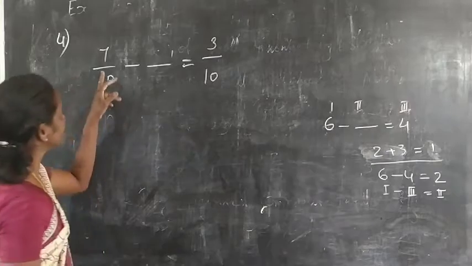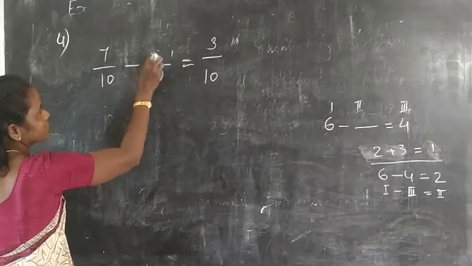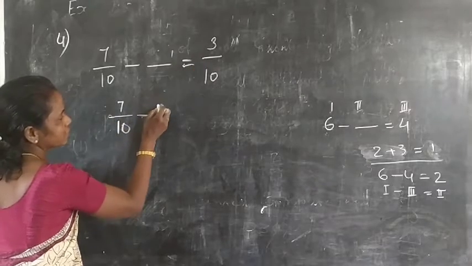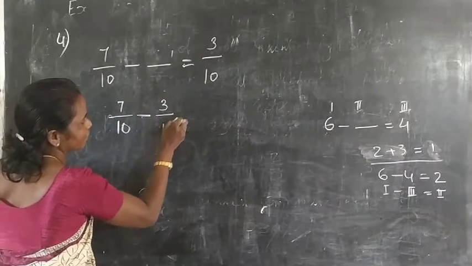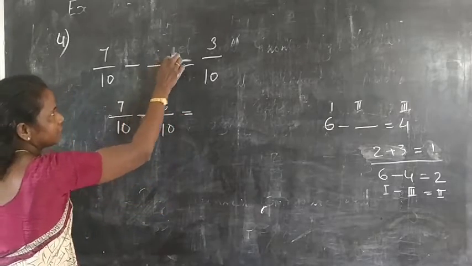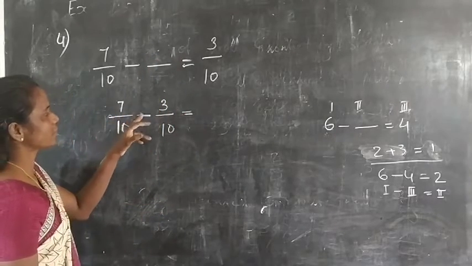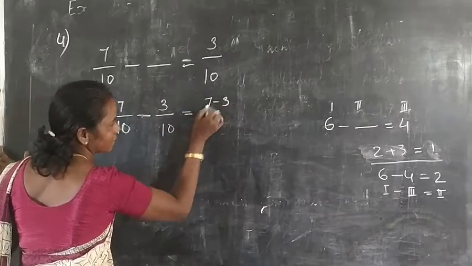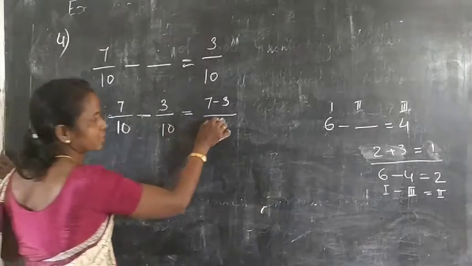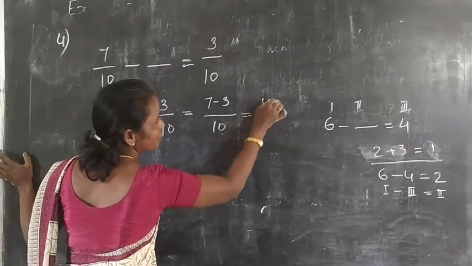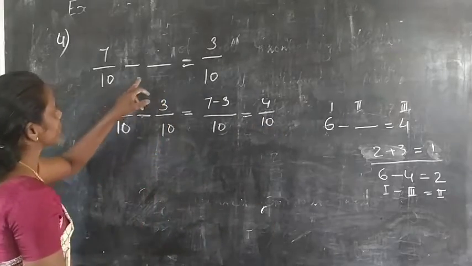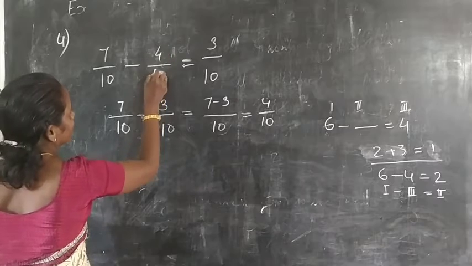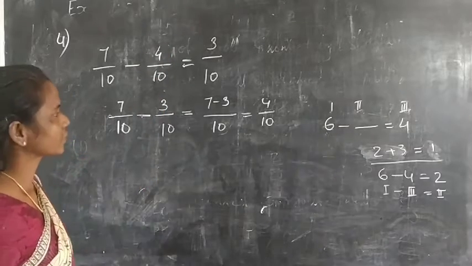Likewise, look here. How to find this number? This is the first number minus the third number. We get the second number. So 7 minus 3, the denominator is the same, so we write the same denominator. So the answer is 4 by 10. So which fraction will come here? 4 upon 10. Is it clear?